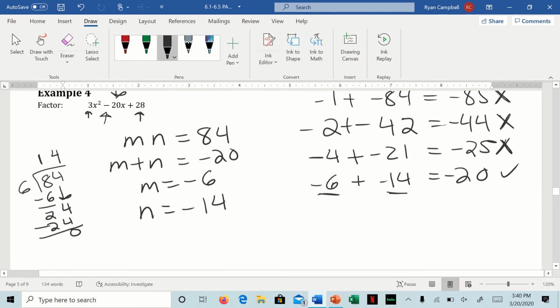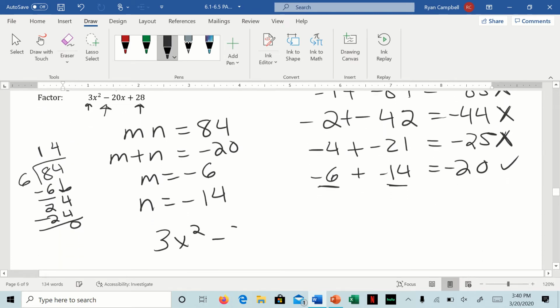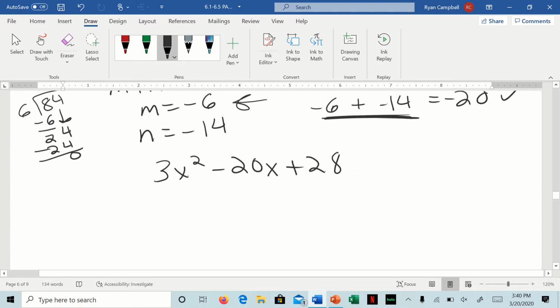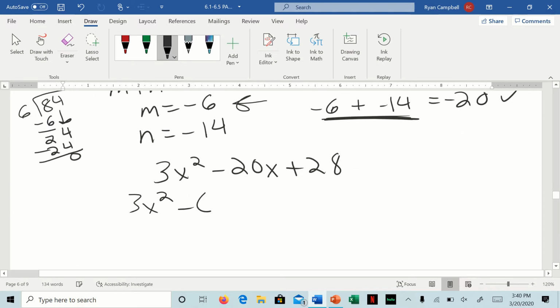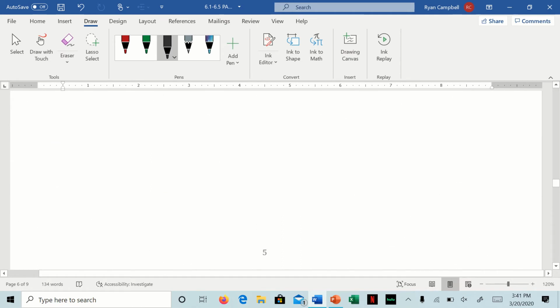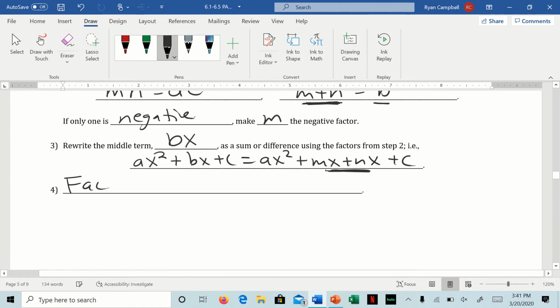So for this one, right, we have 3x squared minus 20x plus 28. But what numbers did we say can add together to get us -20? We said it was -6 and -14, right? These were our numbers. So we can just split that apart into 3x squared minus 6x minus 14x plus 28. Right? Because -6 plus -14 is -20. So we haven't changed anything. All right. Now that we got 4 terms, what are we going to do? Last step, factor by grouping.